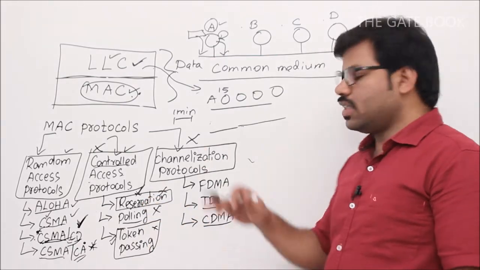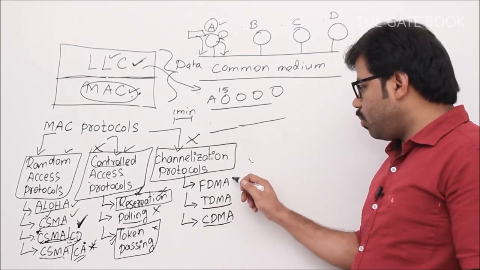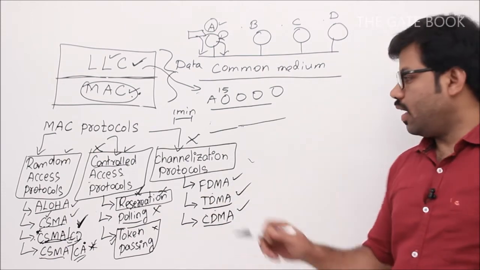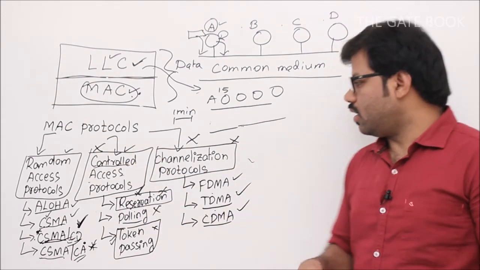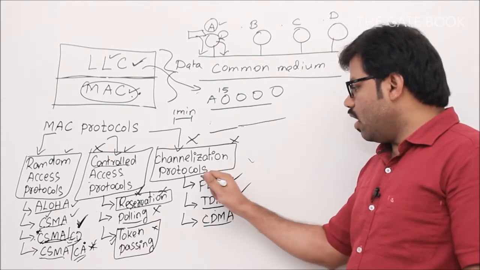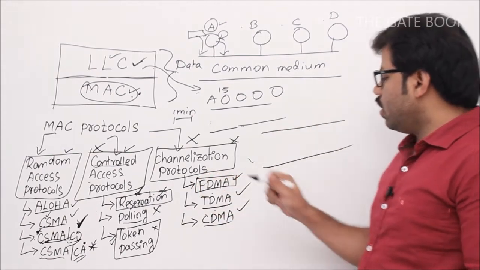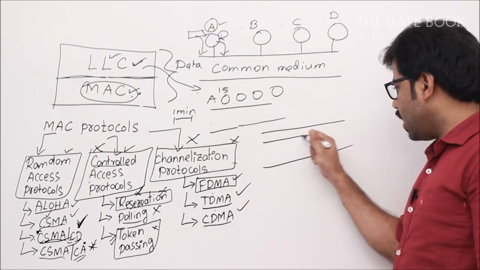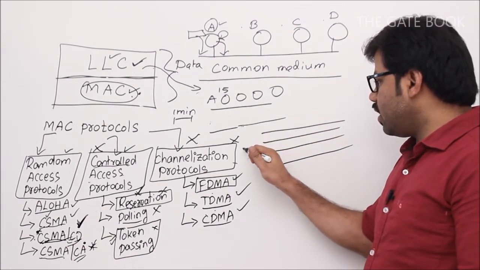Now channelization protocols. In channelization protocols we have frequency division multiple access, time division multiple access, and code division multiple access, and these are all not in the syllabus. We have only the random access part. So we are not going to study channelization protocols, but we try to understand the rough idea. What is frequency division multiple access? Imagine this is your channel. In frequency division multiple access, the protocol divides this channel into fixed bandwidths. For example, let's say this channel has 10 bandwidth.